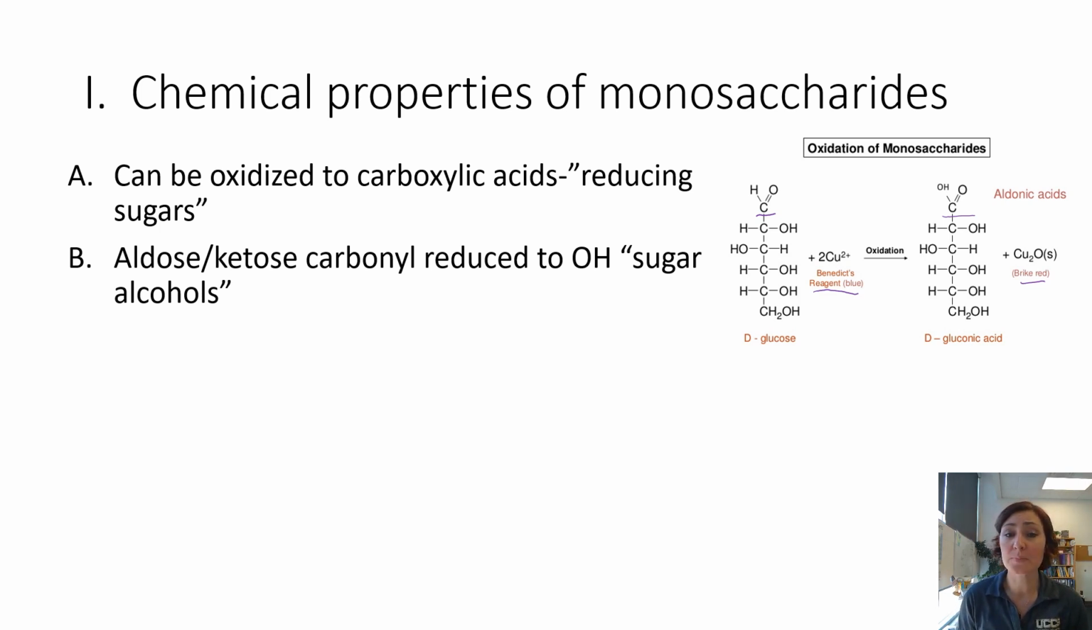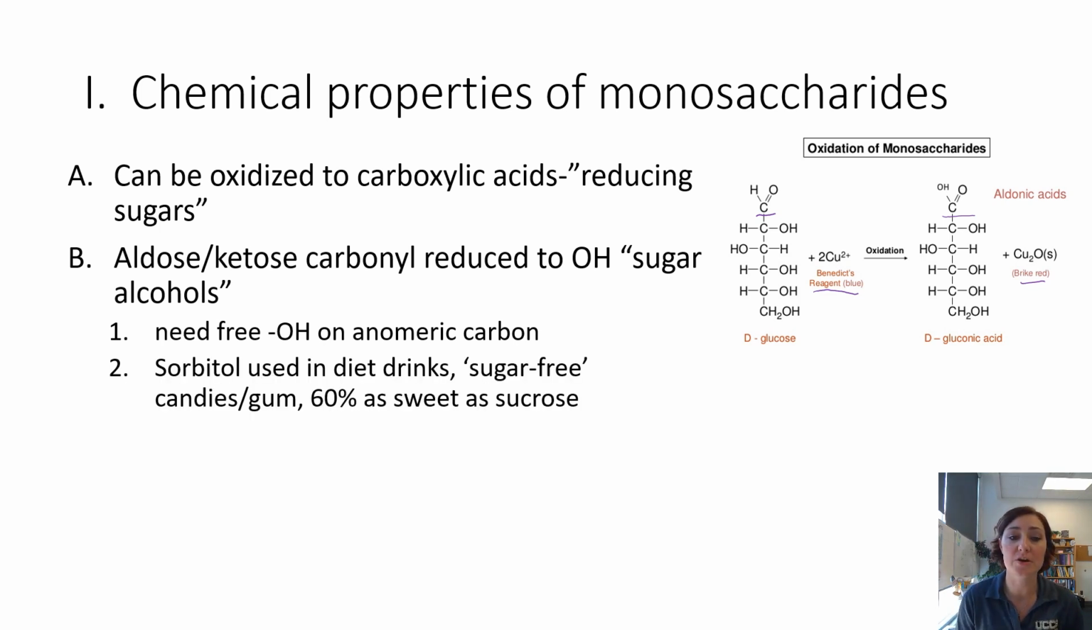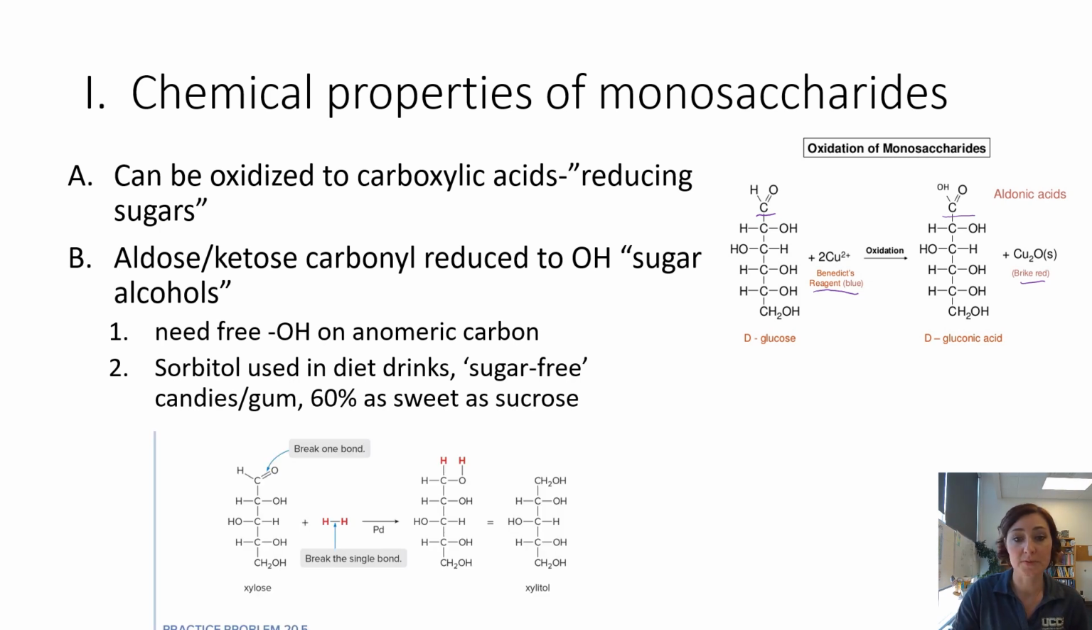Aldose and ketose carbonyls can also be reduced to hydroxyl groups. When they're reduced, we call them sugar alcohols. So in order for this to happen, you're going to need a free OH on your anomeric carbon. An example of this is the reaction that produces sorbitol. We don't have that reaction down here, but we have one similar.